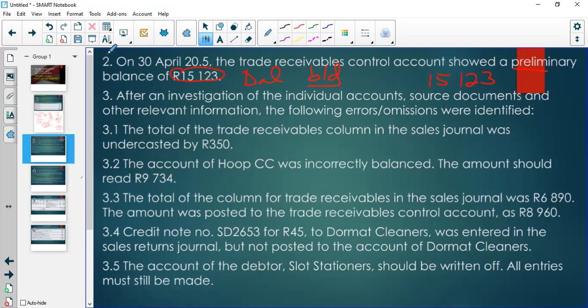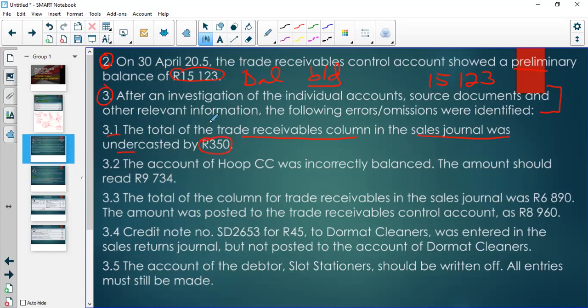So this is not going to affect our reconciliation, because the only things that affect our reconciliation are those that are mistakes in the individual list. Remember that. The mistakes in the individual list are going to be corrected in the trade receivables reconciliation. So this won't affect our reconciliation. Then we have number 3. There is some investigation that happened. So 3.1, the total of the trade receivables column in the sales journal was undercast by 350.